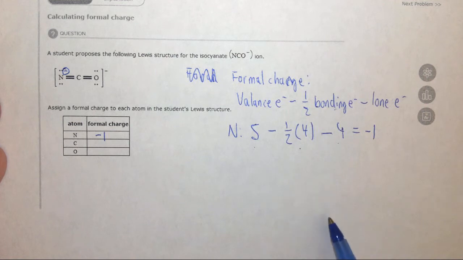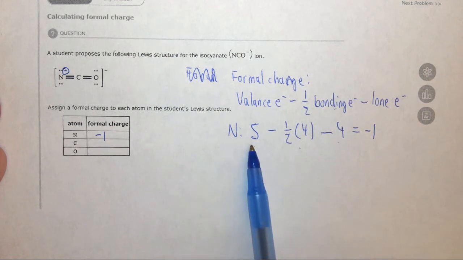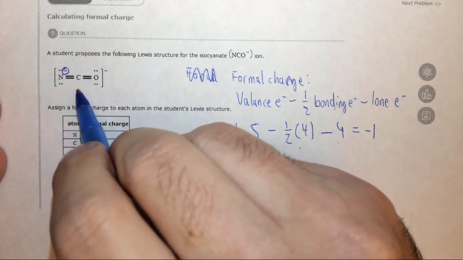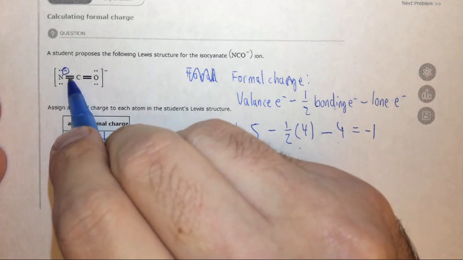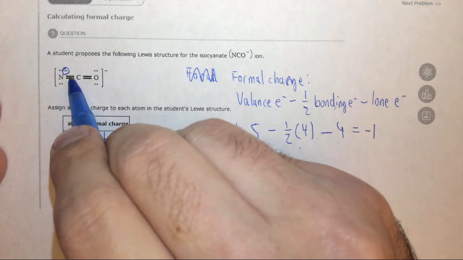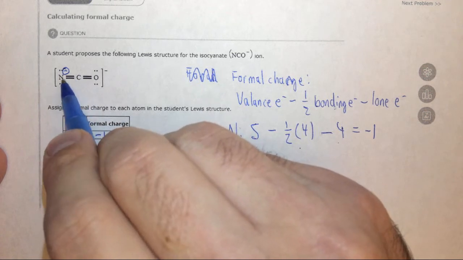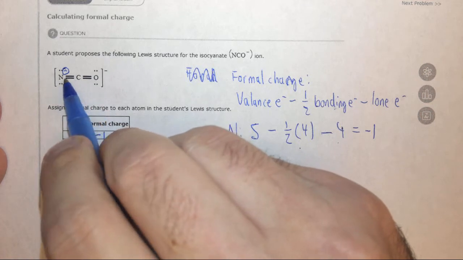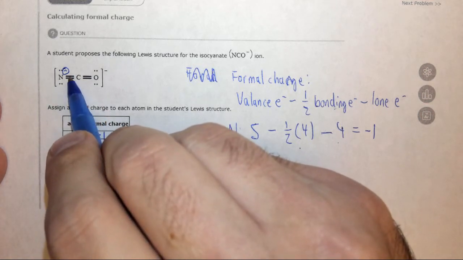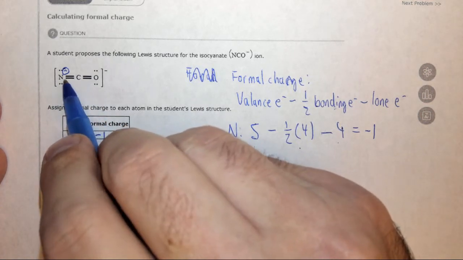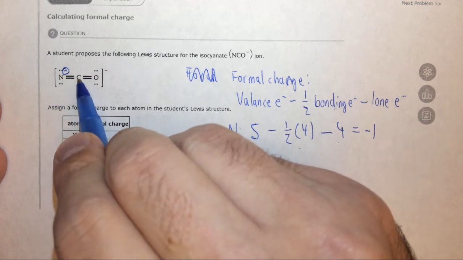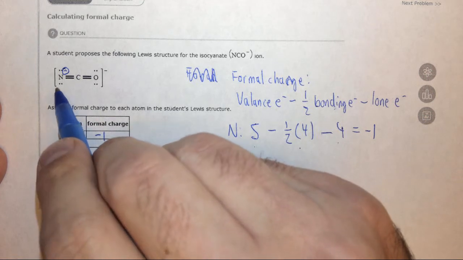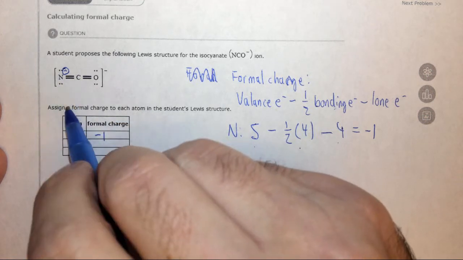However, let's look at it logically. Nitrogen likes to have 5 valence electrons. This has how many? Well, in these bonds, there's 2 electrons. But in any individual bond, 1 electron belongs to nitrogen and 1 electron belongs to carbon. So we can count the bonds as 1 because 1 electron belongs to each atom. So for nitrogen we count it as 1, and for carbon, when we calculate its formal charge, we count it as 1. So count the dashes as 1. Count the lone electrons as each dot is 1.